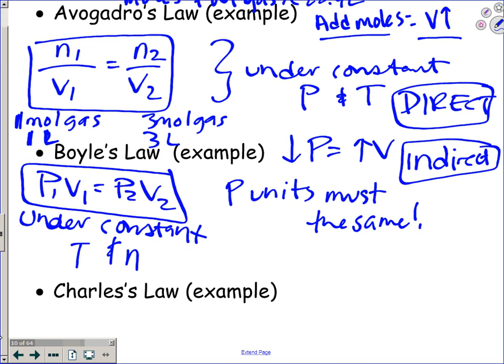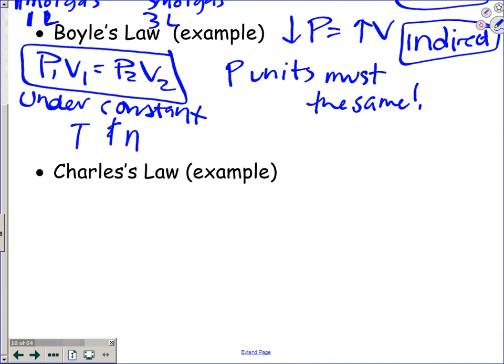All right, Charles's law. I'd like to say Charles went to Virginia Tech. You picking up what I'm putting down? B and T, good.